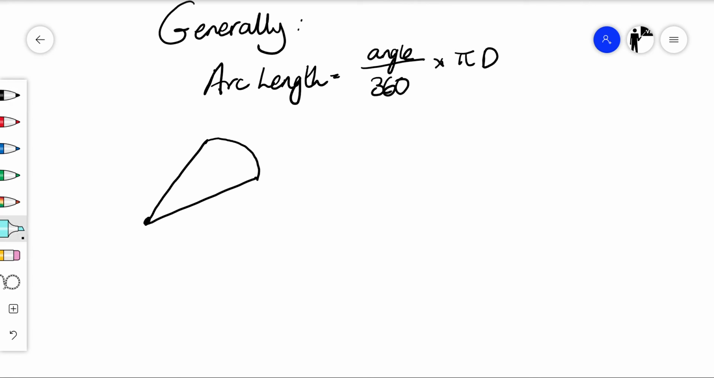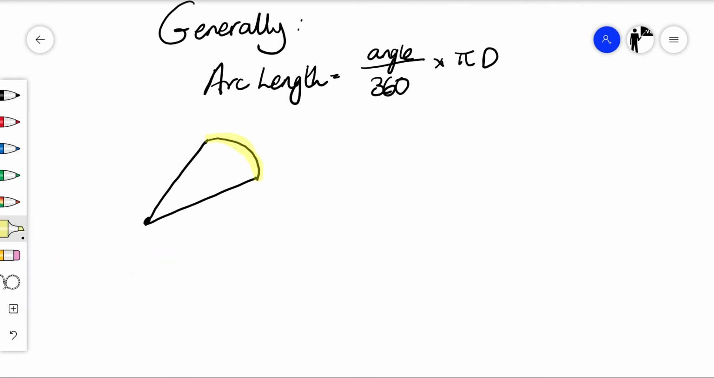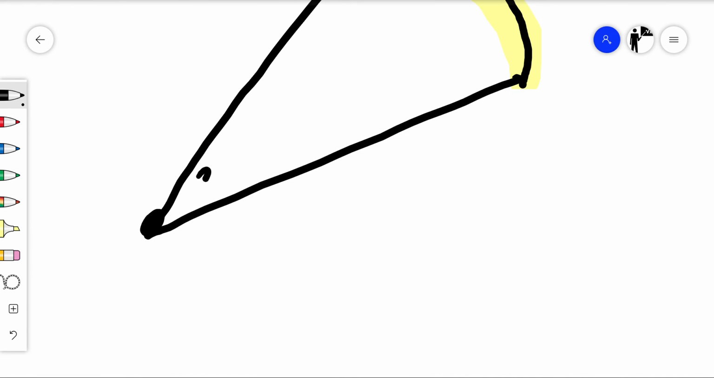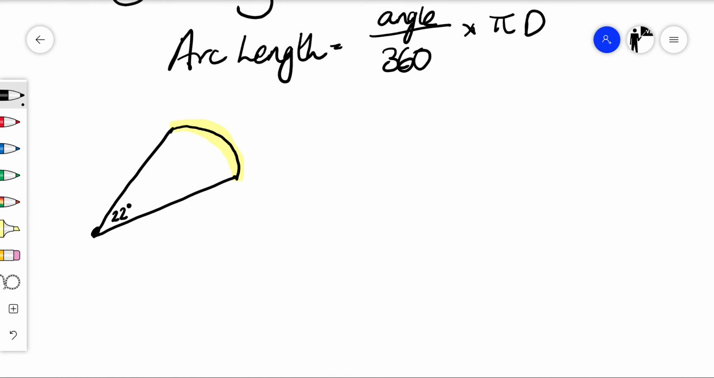Okay, so we want to work out the arc length. Remember, this part here is the arc length. The curved part is the arc length. And if I just zoom in here, let's say that this bit here is 22 degrees. And let's say that my radius is 3.1 centimetres. That would be from there to there.